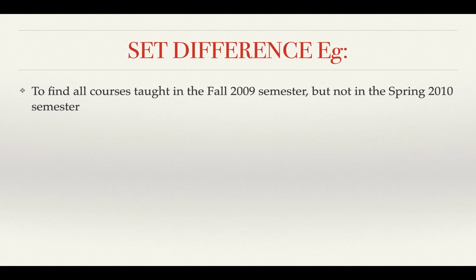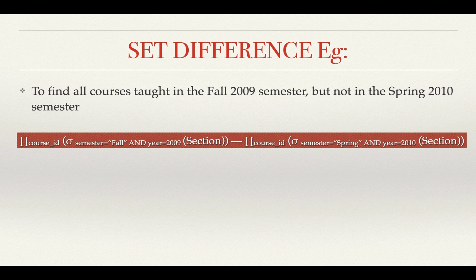Next question, one more example here is to find all courses taught in fall 2009 semester but not in spring 2010 semester. That means a set difference. So instead of union, as in the above example, instead of union you would be doing a set difference. Okay, so that's how set operations are performed in relational algebra.